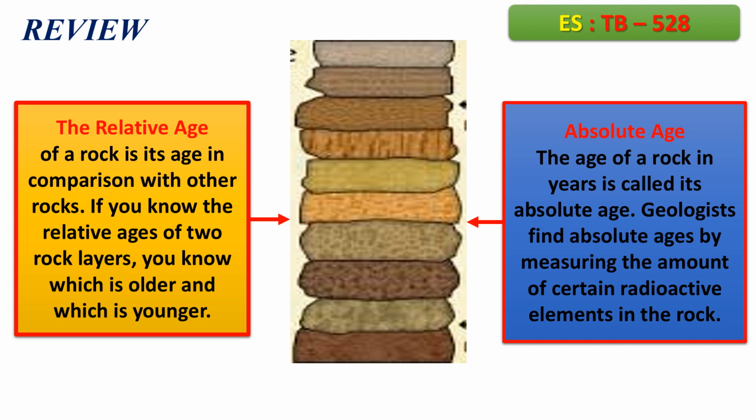Absolute age. The age of rock in years is called its absolute age. Geologists find absolute ages by measuring the amount of certain radioactive elements in the rock.